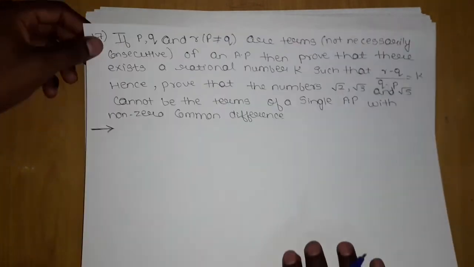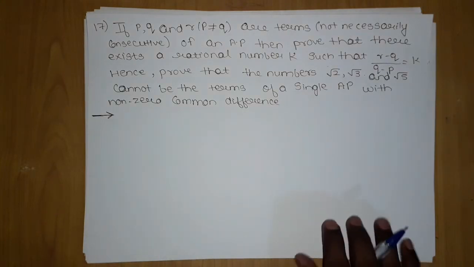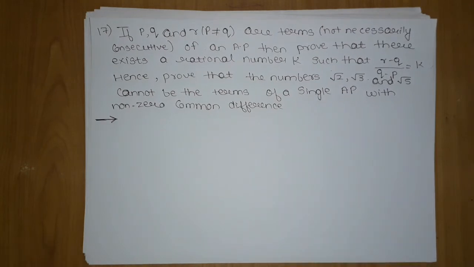The question says as follows: if p, q, r are terms, not necessarily consecutive, of an AP, then prove that there exists a rational number k such that r minus q upon q minus p is equal to k. Hence prove that the numbers under root 2, under root 3 and under root 5 cannot be the terms of a single AP with non-zero common difference.